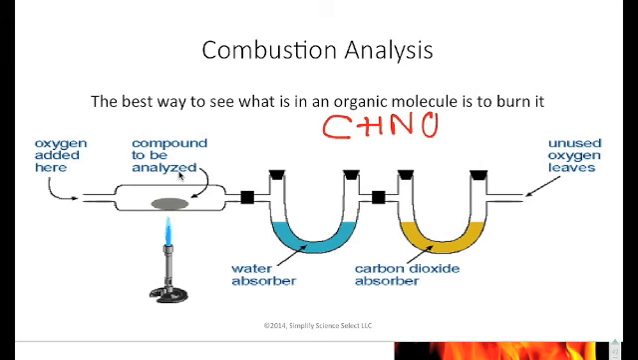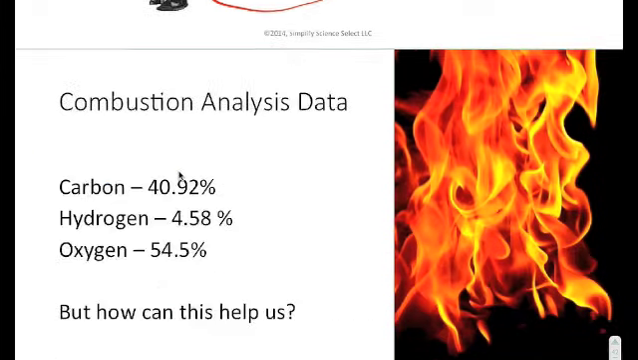Okay, so here's how this works. You generally have a trap that absorbs water, and you can measure this trap before and after, and the mass difference represents the mass of water that's been produced. You can do the same thing with a carbon dioxide absorber. And so whenever you have the amount of carbon dioxide and water, you can therefore say what the compound originally was. And here's how you do that.